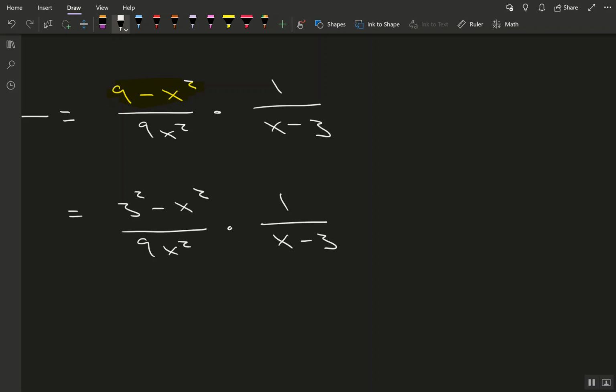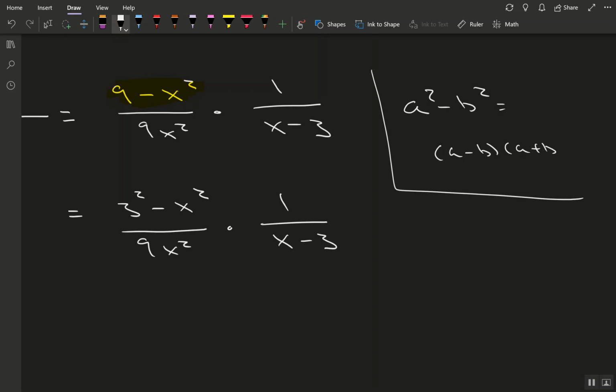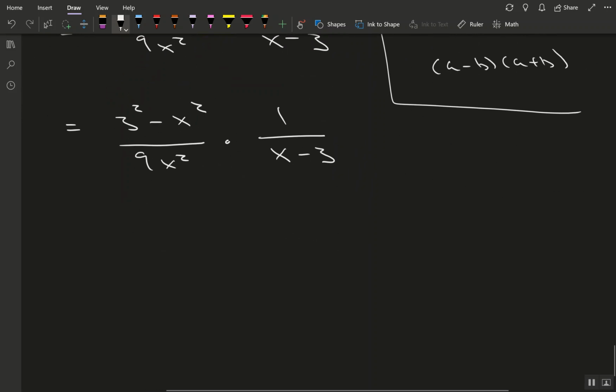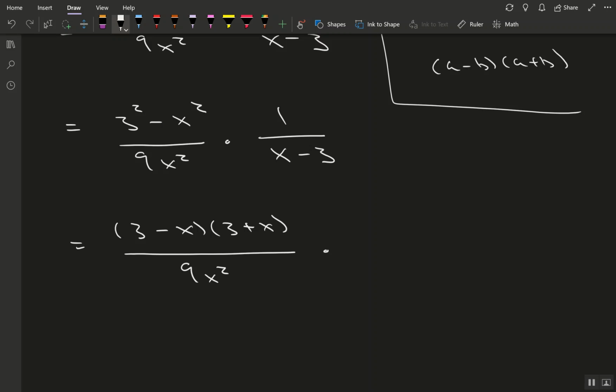We're doing all right, but you got to be careful, because anytime you have a squared minus b squared, and this is the tricky part of this question, you know that this is going to be equal to a minus b, a plus b. And then down here I can rewrite this as 3 minus x times 3 plus x all over 9x squared times 1 over x minus 3. And just to put things in perspective, remember a division bar always implies parentheses.